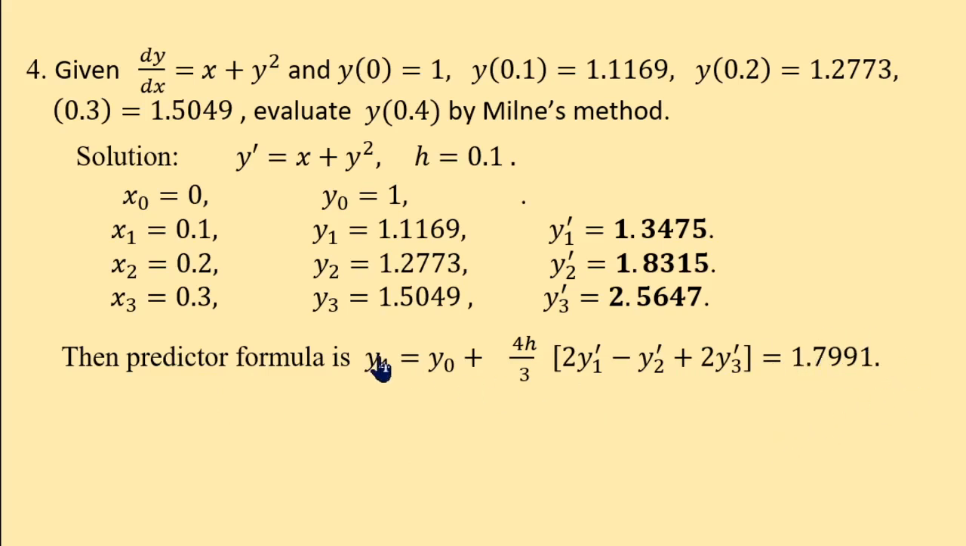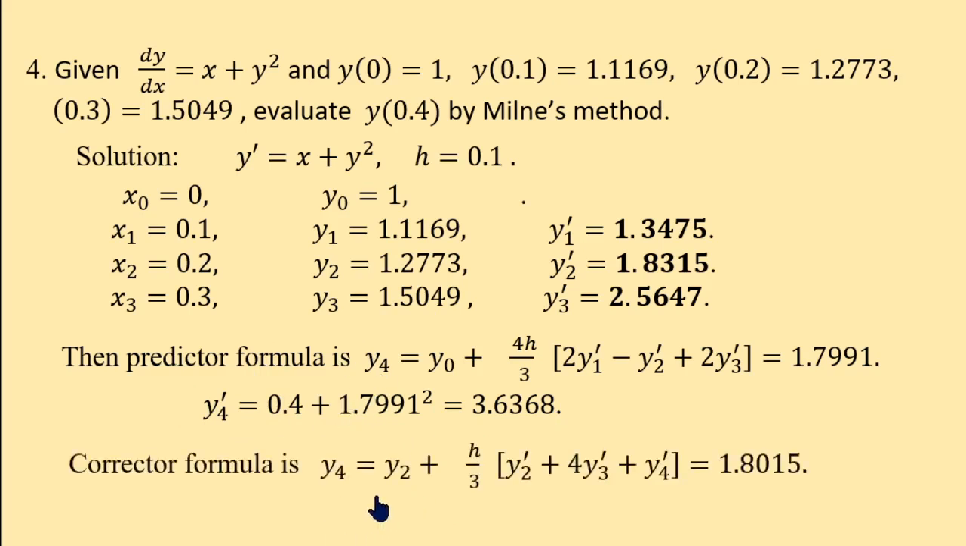After calculating the y4 value, again use x4 and y4 in this formula. That means calculate y4 dash, that is x4 plus y4 square. x4 is 0.4. 0.4 plus 1.7991 square, that is y4 dash, 3.6368. Now this is required for the corrector formula.